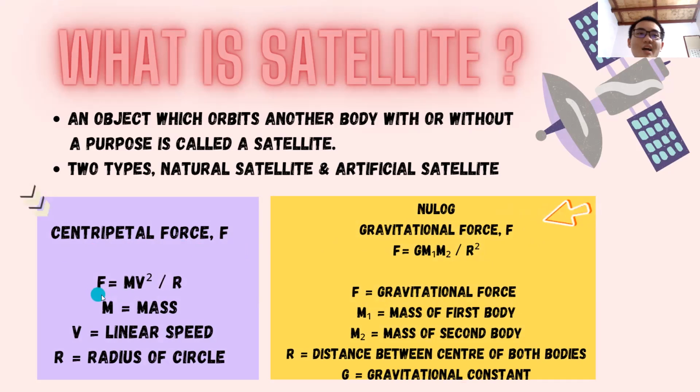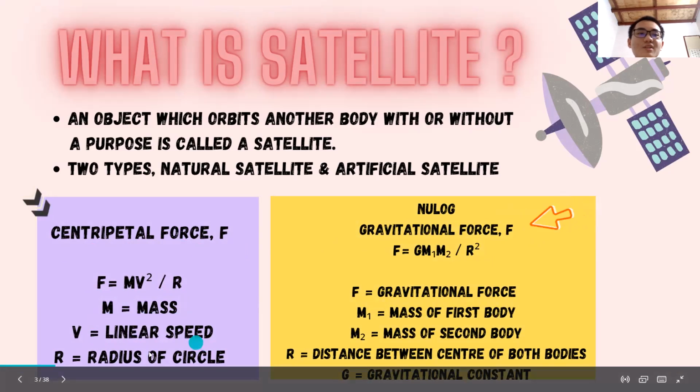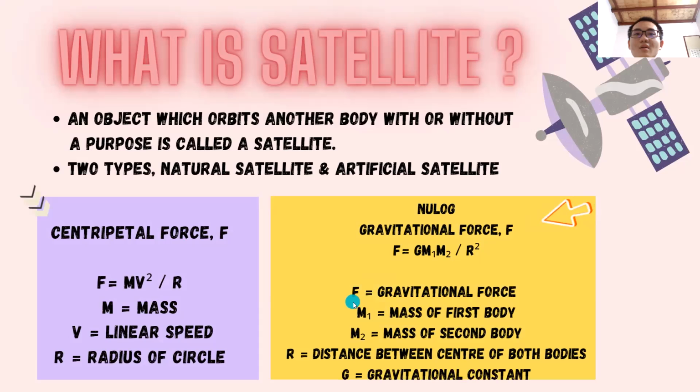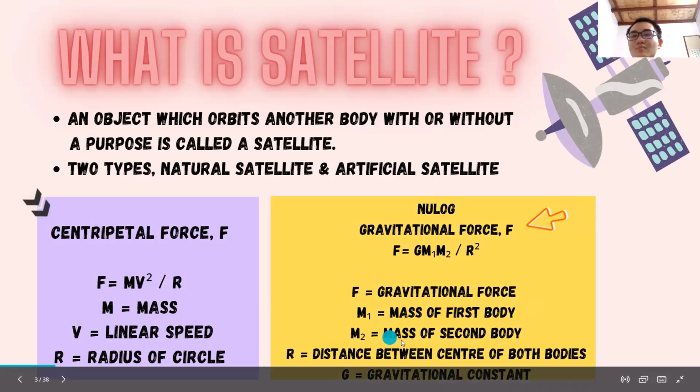Centripetal force F equals mv squared over r, where m is the mass, v is the linear speed, and r is the radius of the circle. Gravitational force F equals G m1 m2 over r squared, where F is the gravitational force, m1 is the mass of the first body, m2 is the mass of the second body, r is the distance between the centers of both bodies, and G is the gravitational constant.